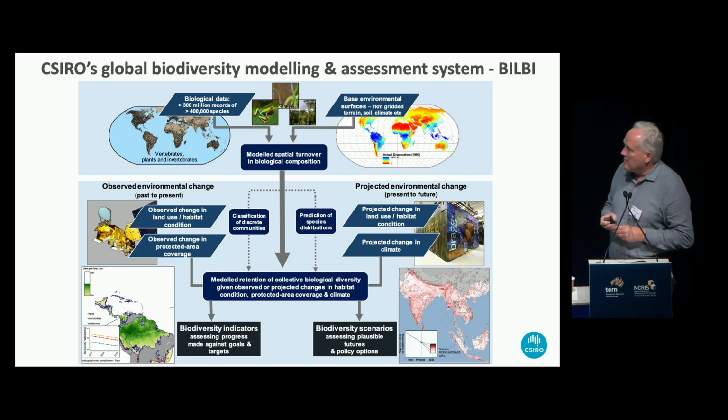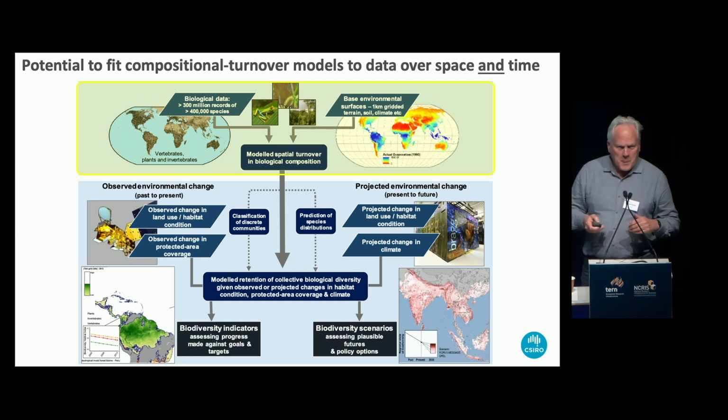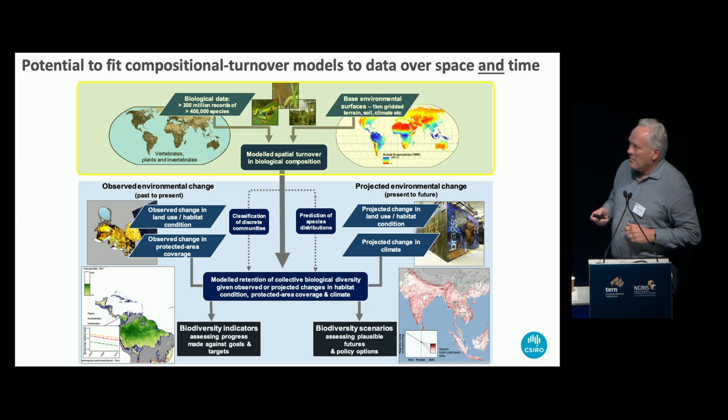So I just wanted to say something very quickly about what being able to fit these sorts of models across both space and time could contribute to the sorts of biodiversity indicators that our group does a lot of work on, and this is using our Bilby Global Biodiversity Modelling framework. And at the moment, that is very much underpinned by modelling biodiversity patterns across space alone and the drivers of those distributional patterns, and then using space-for-time substitution to make predictions about how we think changes in those drivers will result in changes in biodiversity over time.